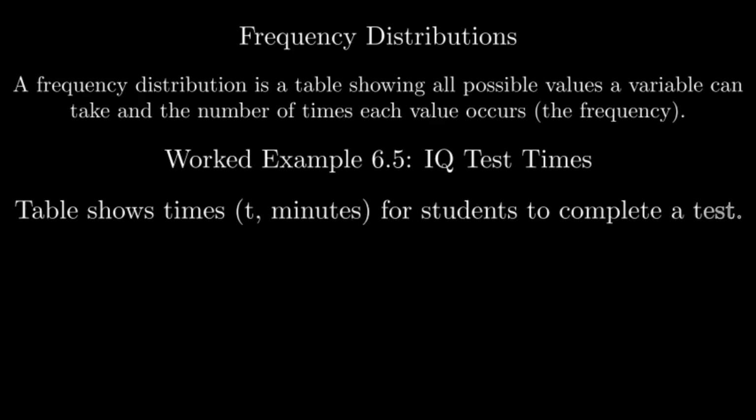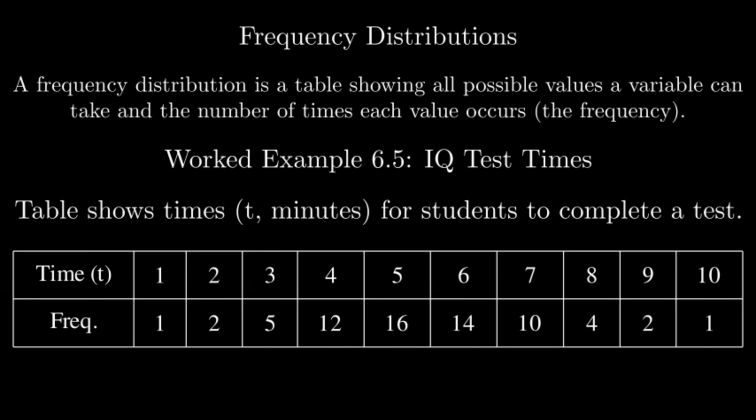This table shows the time, recorded to the nearest minute, that a group of students took to complete an IQ test. The top row is the time in minutes, and the bottom row is the frequency, which means the number of students who finished in that time. For instance, if we look at the column for 4 minutes, we see a frequency of 12. This means 12 students took exactly 4 minutes to complete the test.